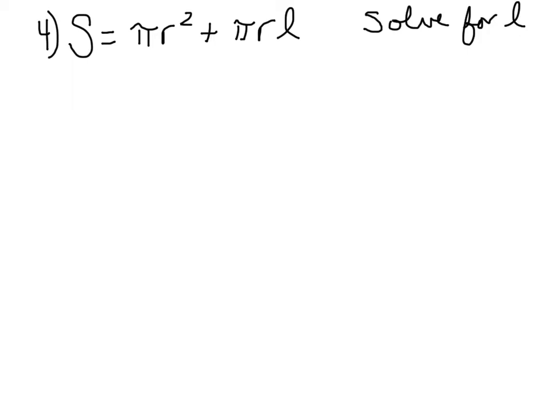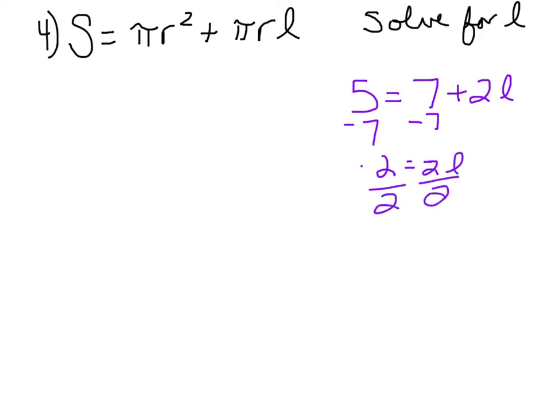It looks difficult. All you have to pretend is that the S is a number. Pretend that this entire chunk of letters and pi is a number. Pretend that the pi r is a number, and the L stays the same because that's the letter I want to solve for. What would you do first in this problem? Well, you'd subtract 7. Subtract 7, you get 5 minus 7 equals 2L. Last step is divide by 2.